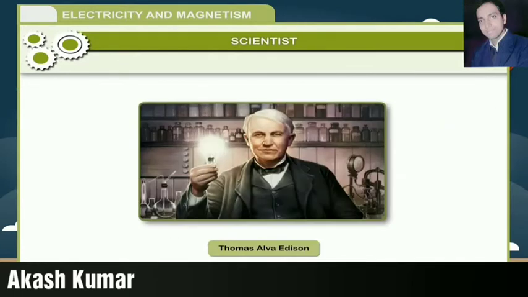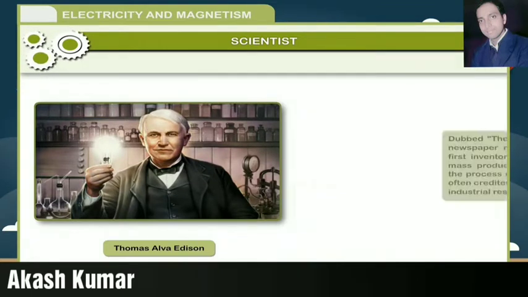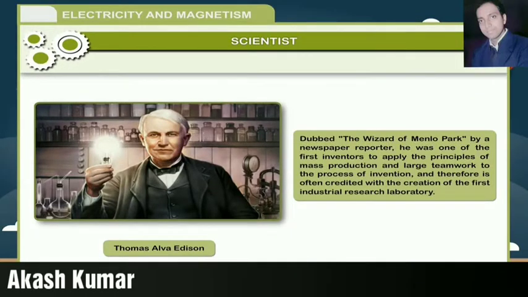Scientist. Thomas Alva Edison was an American inventor, scientist, and businessman who developed many devices that greatly influenced life around the world, including the phonograph, the motion picture camera, and a long-lasting practical electric light bulb. Dubbed the Wizard of Menlo Park by a newspaper reporter, he was one of the first inventors to apply the principles of mass production and large teamwork to the process of invention, and therefore is often credited with the creation of the first industrial research laboratory.